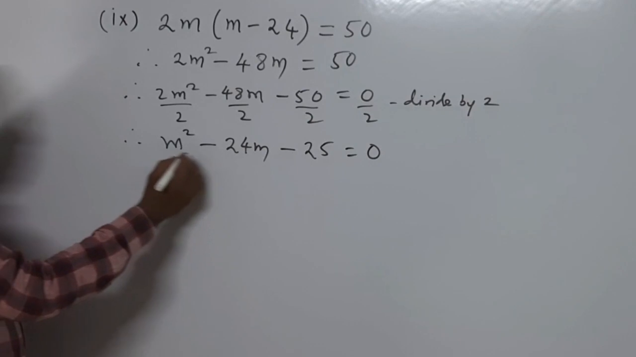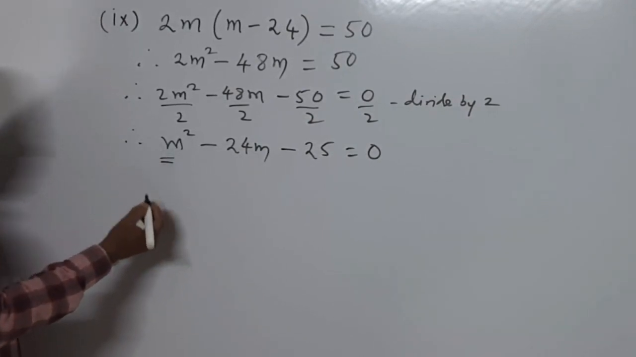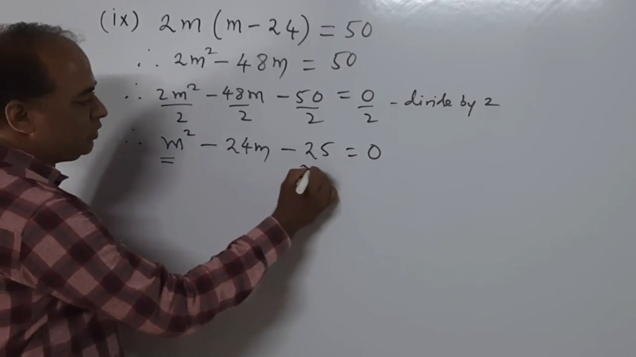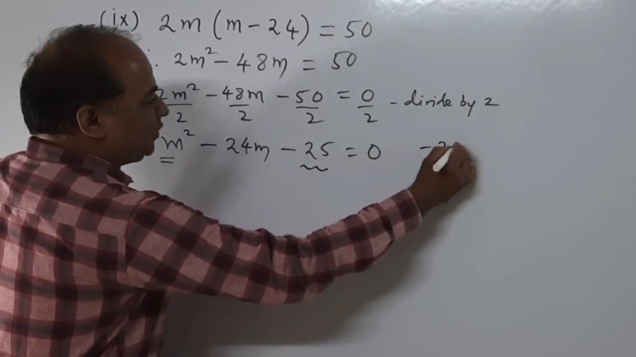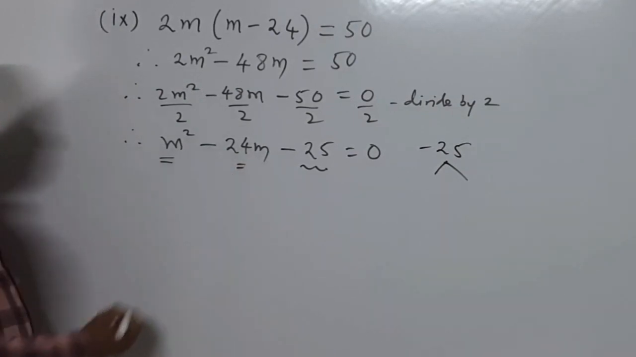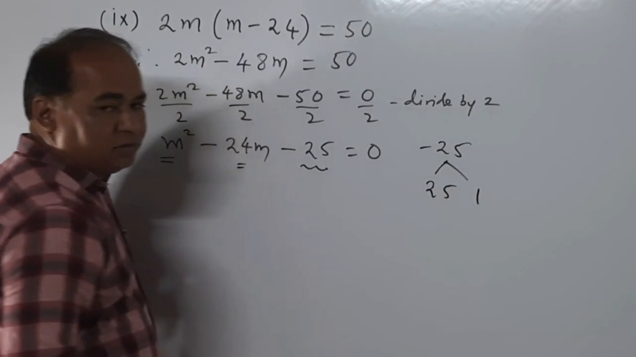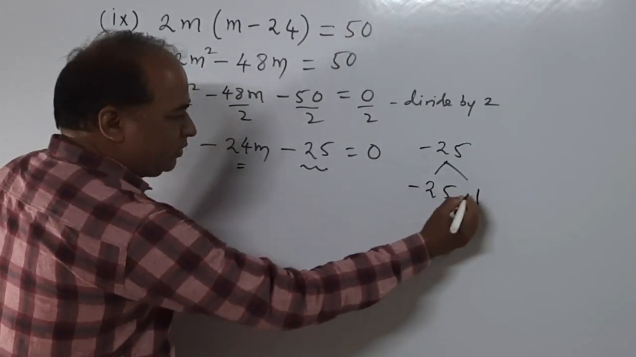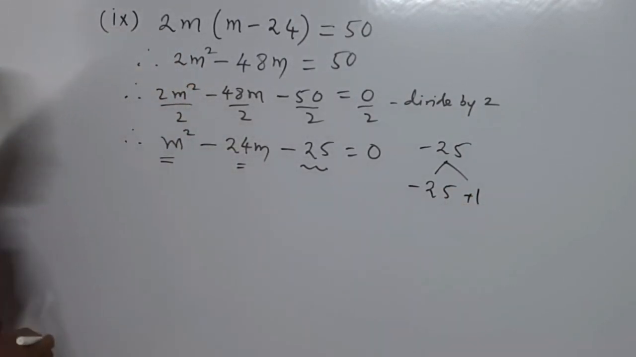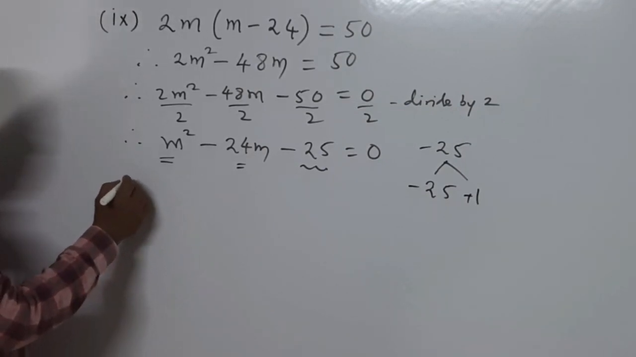Now here you can see the coefficient of the quadratic term is 1. So we'll find the factors of the last term, that is minus 25. Such factors of minus 25 that the middle term should come minus 24. So 25 into 1, minus 25 plus 1 is minus 24. So factors are minus 25 and plus 1.